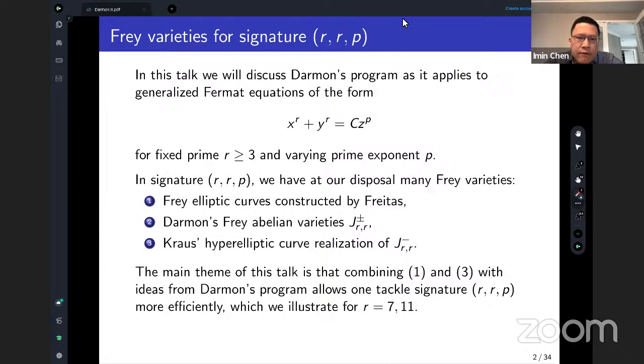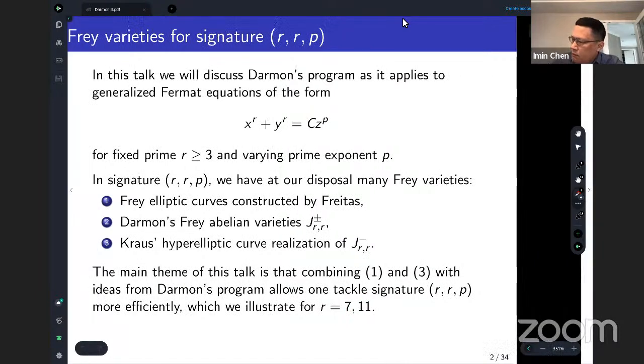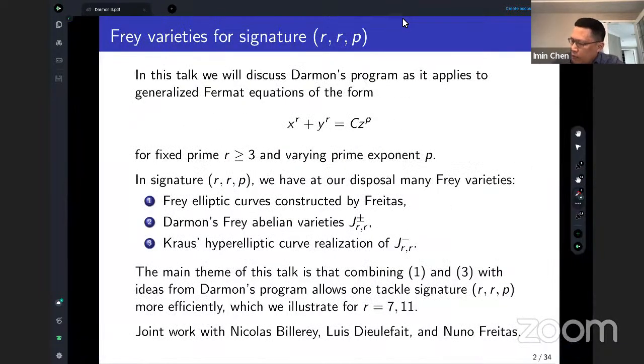So the main theme of this talk is that if we combine information from the first two types of Frey varieties, and use ideas from Darmon's program, we can tackle equations of signature (r, r, p) much more efficiently. I'll try to explain this in the examples of r equals 7 and 11. And before I forget, this work is joint with Nicolas Billerey, Dieulefait, and Nuno Freitas.